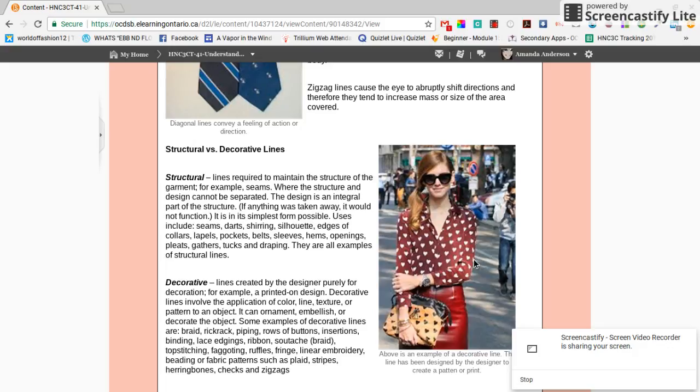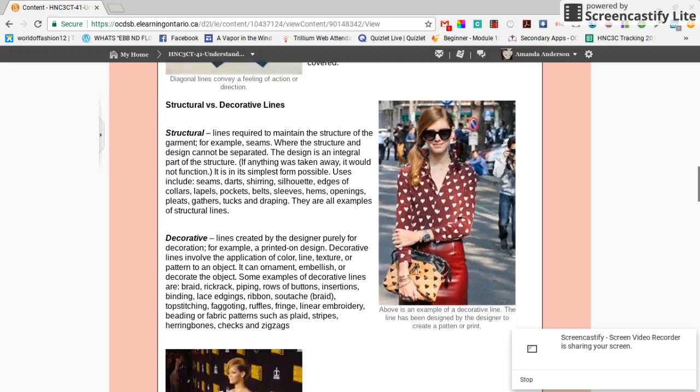Decorative line is like the heart example that I explained before. If you're putting it on clothes, it could be a printed on design, or it could be decorative. So like edges of lace or ribbon or braid, ruffles, fringe, anything like that would be a decorative line.